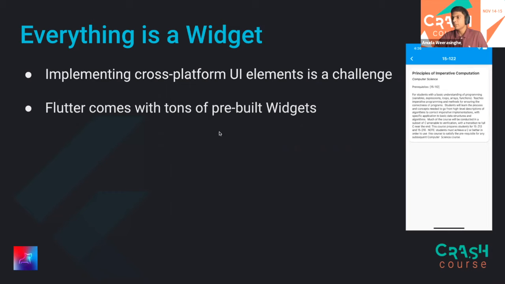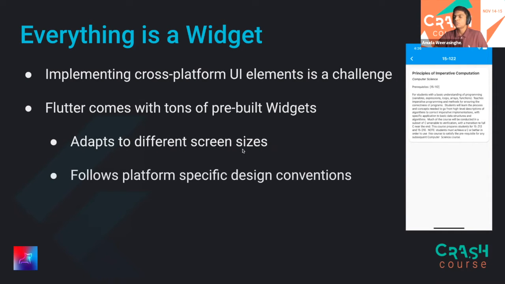Basically, Flutter comes with tons of different pre-built widgets, and each of these widgets automatically adapt to different screen sizes. And all of the widgets also follow all of the different platform-specific design conventions that you would want your app to meet. For example, if you include something like an alert dialog in your app, as a Flutter developer, it's just going to be one alert dialog widget. But when it actually gets compiled into iOS and Android, the alert dialog will look different for Android users and iOS users based on what the specific design conventions of Android and iOS alert dialogs are.